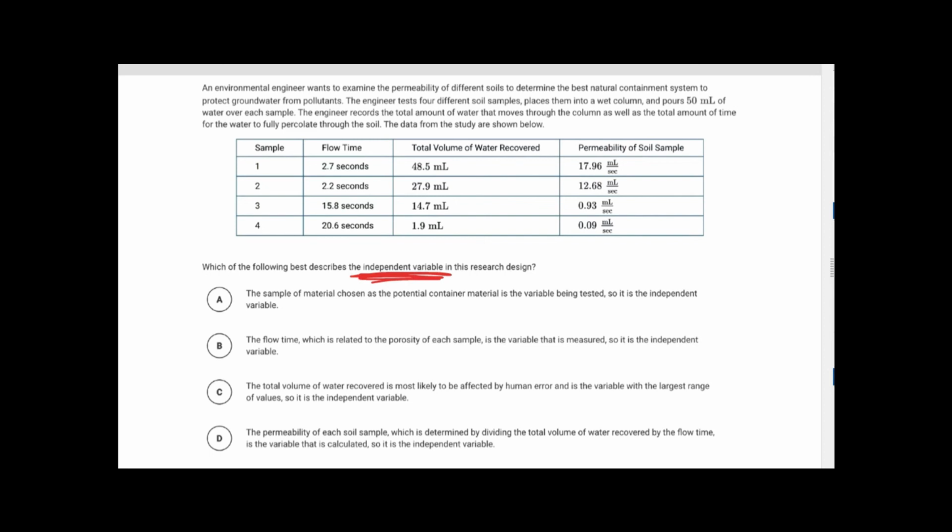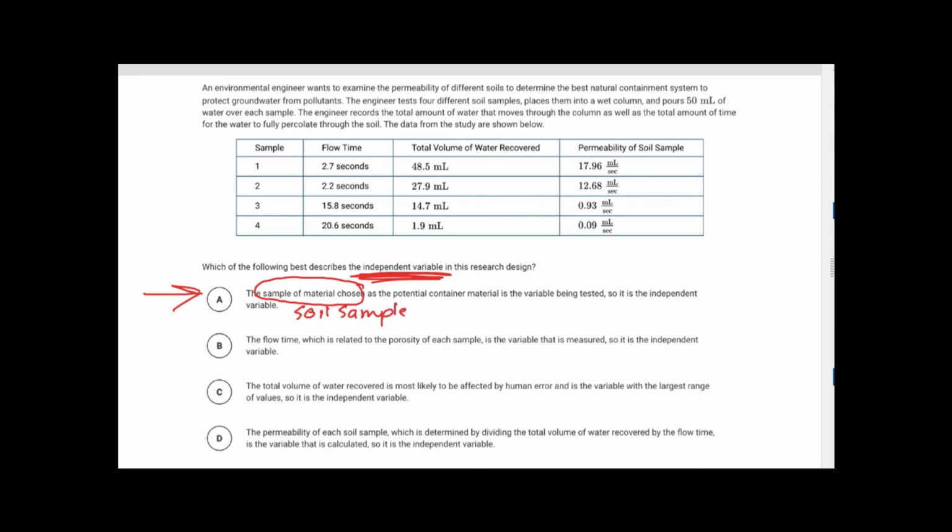This is really hard, I thought. The independent variable is actually A, and I'll tell you why. This is what I thought was difficult, because it calls it the sample of material chosen, and I think they should have just said the soil sample.